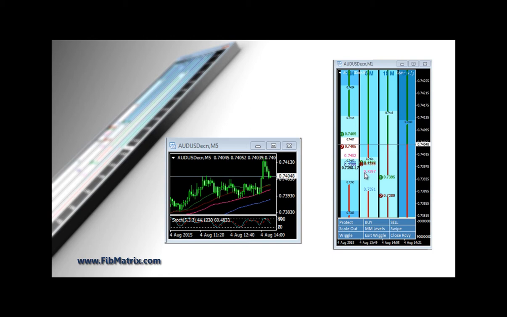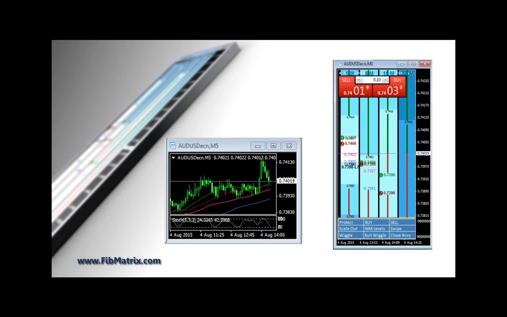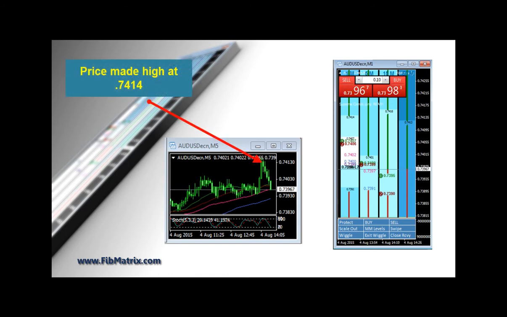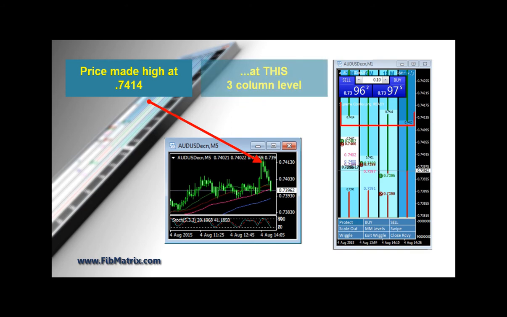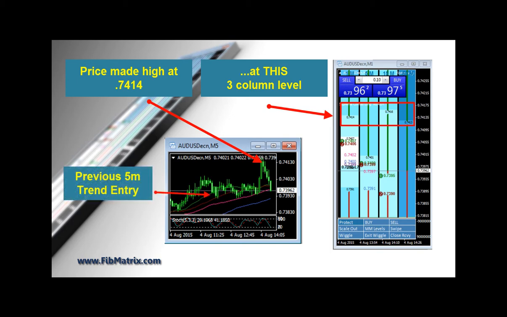So what I'm going to do now is speed up the video and let's watch the price action as it comes down to this multi-time frame level and see what it does. Aussie dollar just came off of its highs near 74.14, right around where that multi-time frame level is up there. This would have been a great exit point for the previous 5-minute entry. And since then it has come straight down and is now bouncing right off of this multi-time frame level.